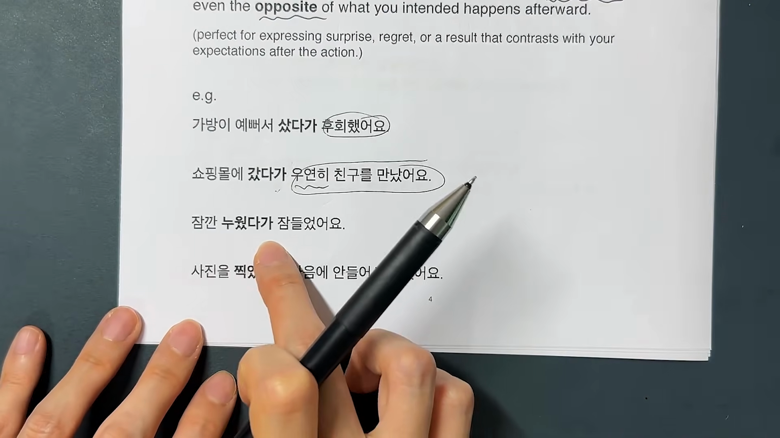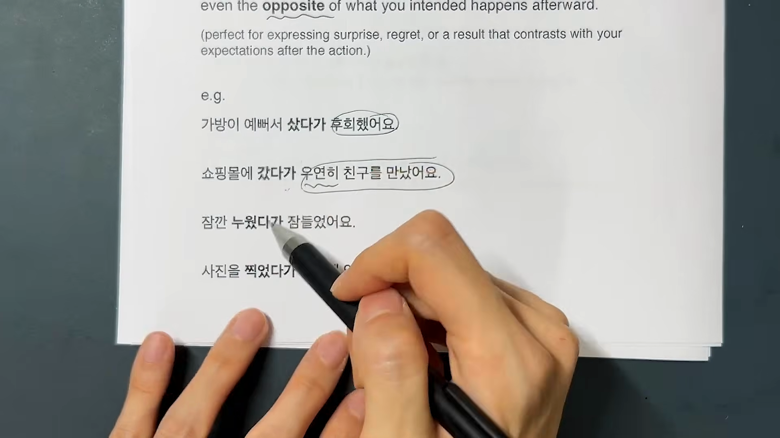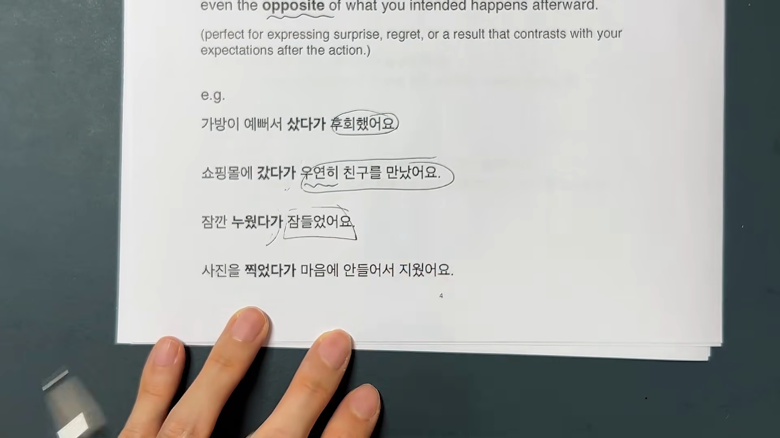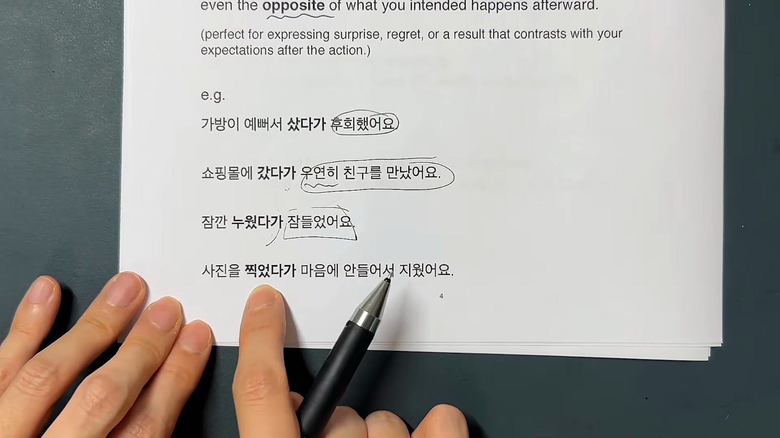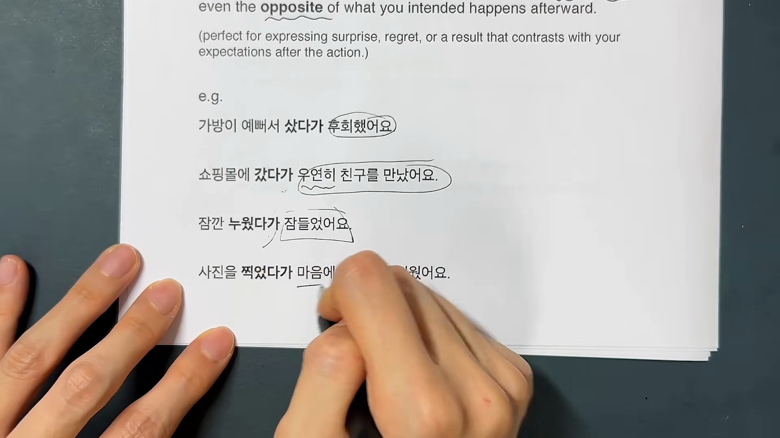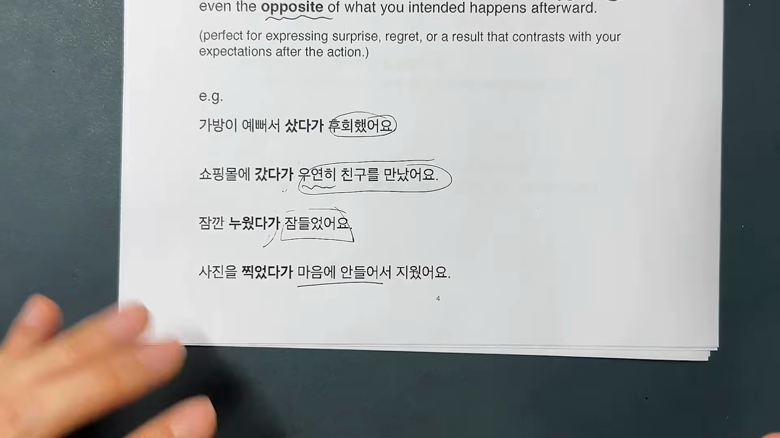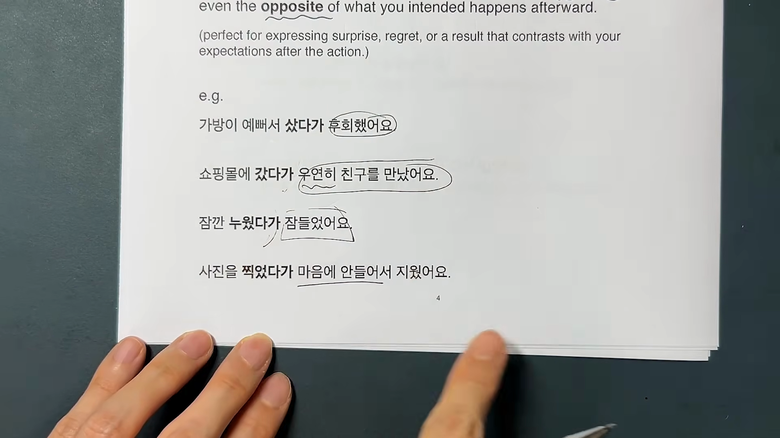And how about 잠깐 누웠다가? You lay down for a while. And after that, unexpectedly 잠들었어요. You fell asleep. 사진을 찍었어. You took a photo. And after that, 마음에 안 들었대요. You didn't like it. Of course, when you're taking photos, you can't really expect whether you're going to like it or not, right? So 았/었다가 expresses that.